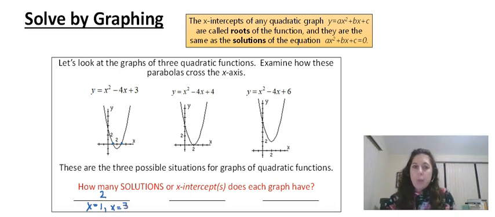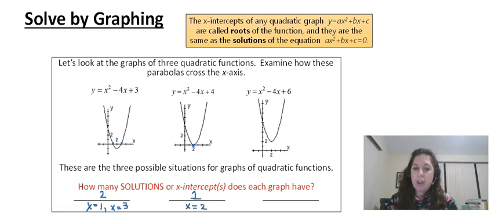The middle graph here, y equals x squared minus 4x plus 4, is touching my x-intercept once, at the point x equals 2. So this only has one solution, and its solution is x equals 2.